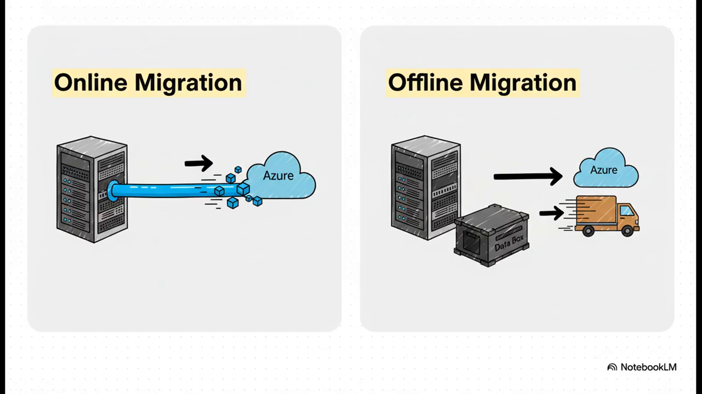But what if you have so much stuff that the internet would just take forever? For that, you have Azure Databox. And this is wild. Microsoft literally ships you a physical, ruggedized box. You plug it in, load up to 80 terabytes of data onto it, and then ship it back to them. It's like a high-tech, ultra-secure shipping container for your data.